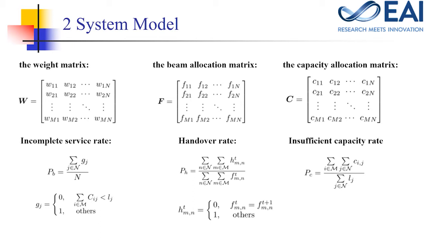Suppose there are M satellites and N hotspots. We can get the weight matrix W, the beam allocation matrix F, and the capacity allocation matrix C. In this paper, incomplete service rate, handover rate, and insufficient capacity rate are used to measure the performance of beam allocation. Incomplete service rate (PB) refers to the proportion of hotspot areas whose business requirements can't be met. Handover rate (PH) is used to measure the frequency of satellite switching hotspots in the service process. PC is the insufficient capacity rate of hotspot area demand, which is a supplement to PB.